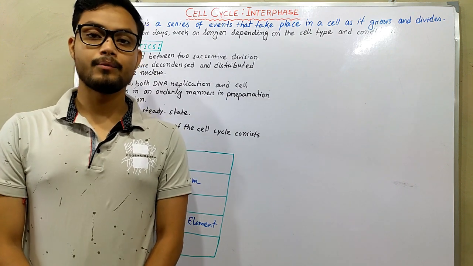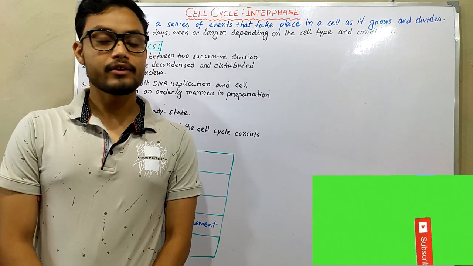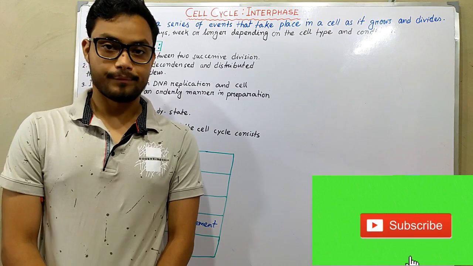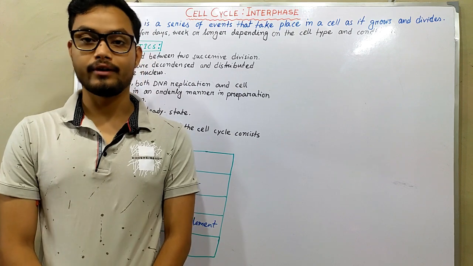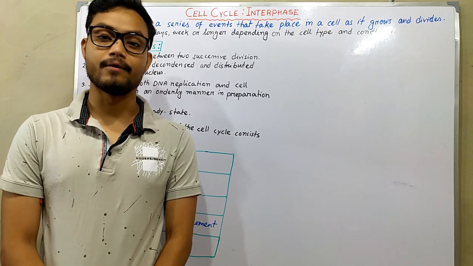Cell cycle is very much essential for a particular cell for its division and produces new daughter cells. Cell cycle consists of two different phases. One is interphase, another one is M phase.